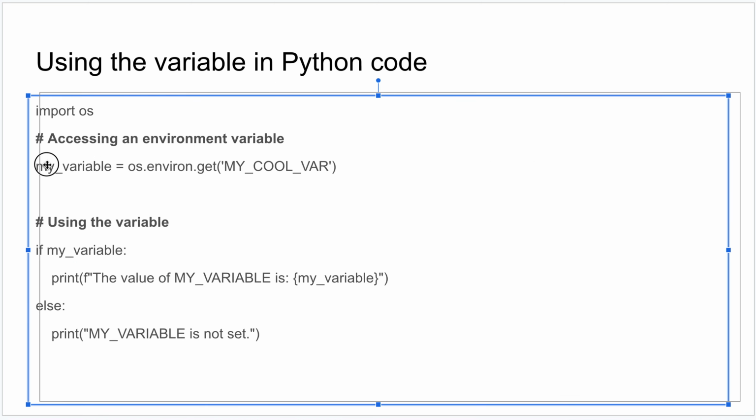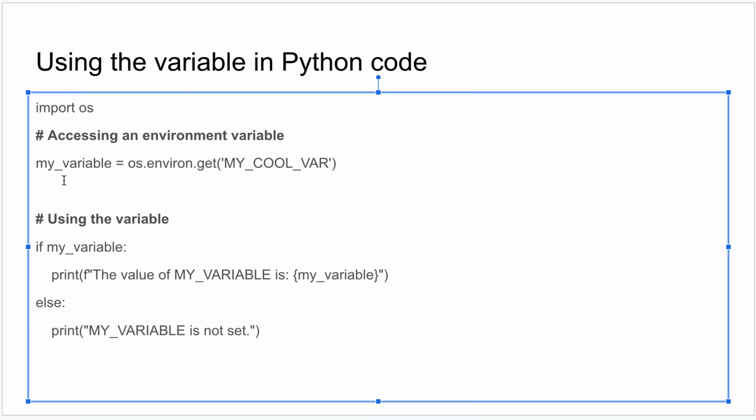You can access it using the import os and simply create any variable. You can name this whatever you want and make it equal to os.environ.get, and just the name of the variable that you created. As long as that matches, it will grab it, and you can test it out by just printing it out here. So let's go through it real quick.